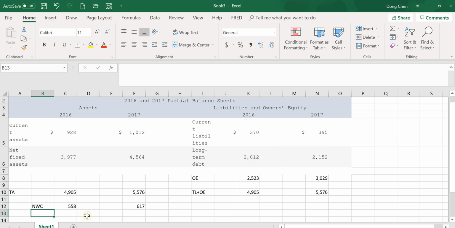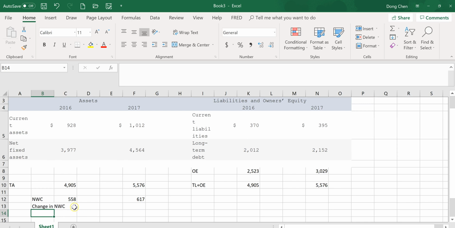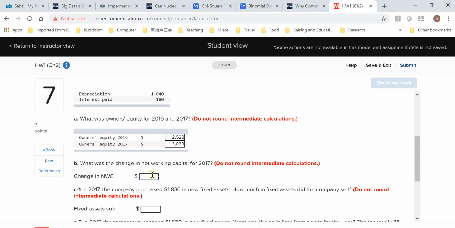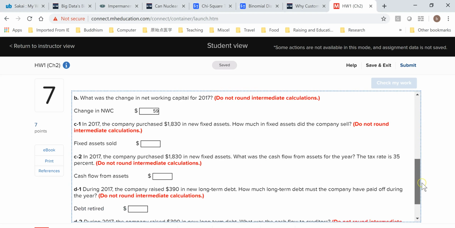So the change in NWC now is simply this 2017 level minus the 2016 level. So that's 59. So we just put this 59 here. And C1.